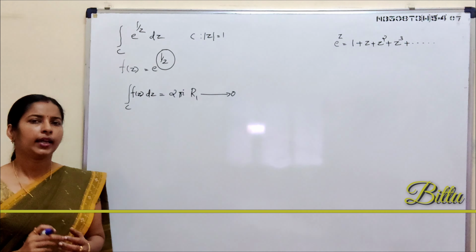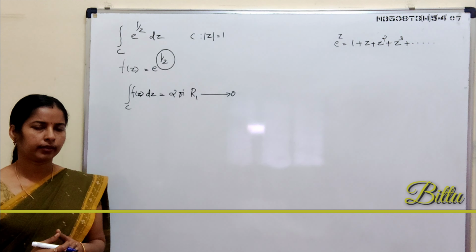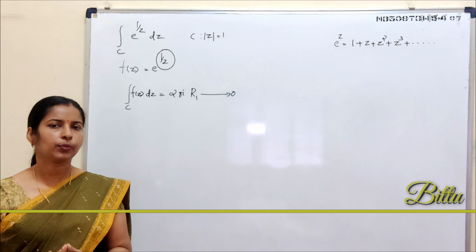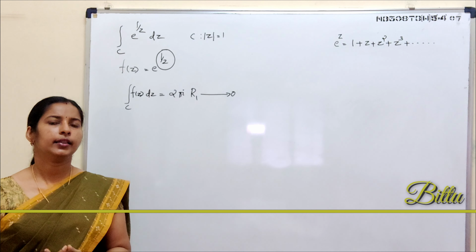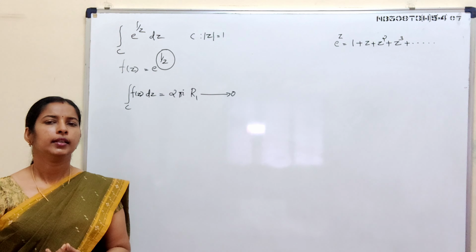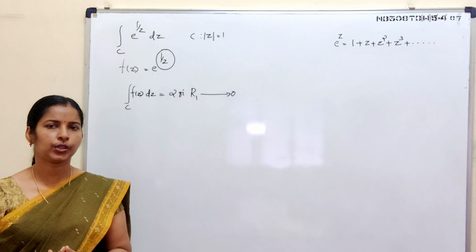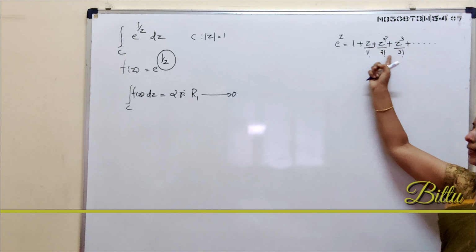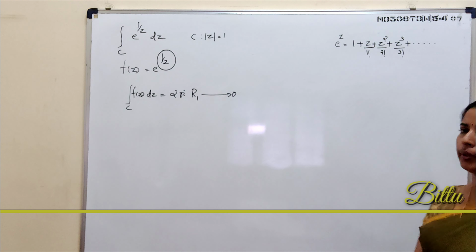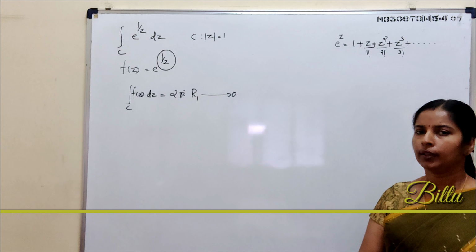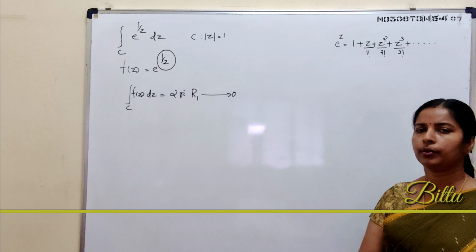Here, we have to find R1. Clearly it is not a pole, so you can find its residue from its Laurent series expansion. So we have to expand f(z) in the form of an infinite series containing powers of z. Here the function f(z) is exponential. The series expansion of the exponential function is given by e raised to z equal to 1 plus z by 1 factorial plus z square by 2 factorial plus z cube by 3 factorial plus etc. You have to remember this equation.